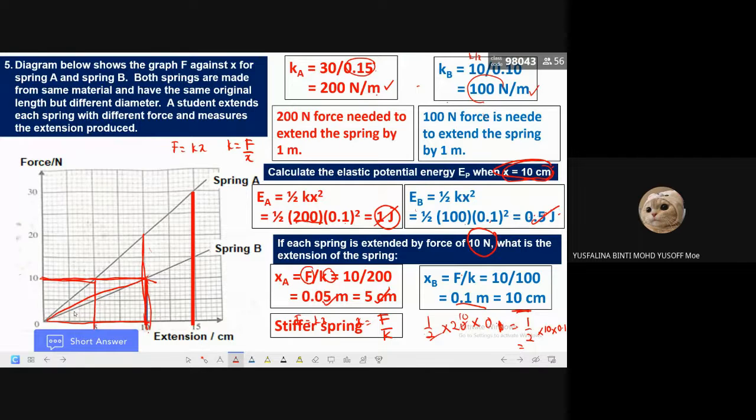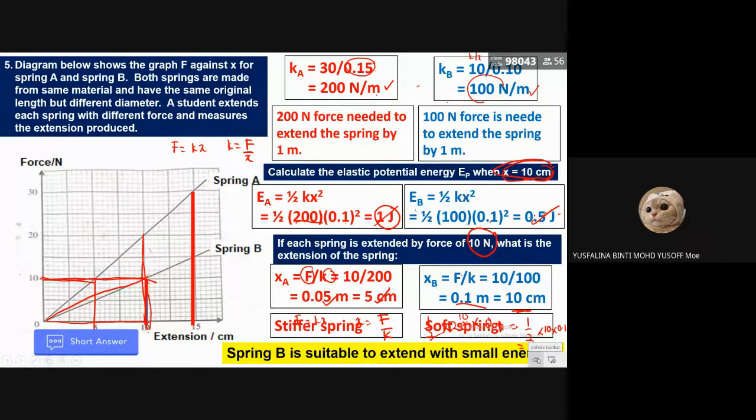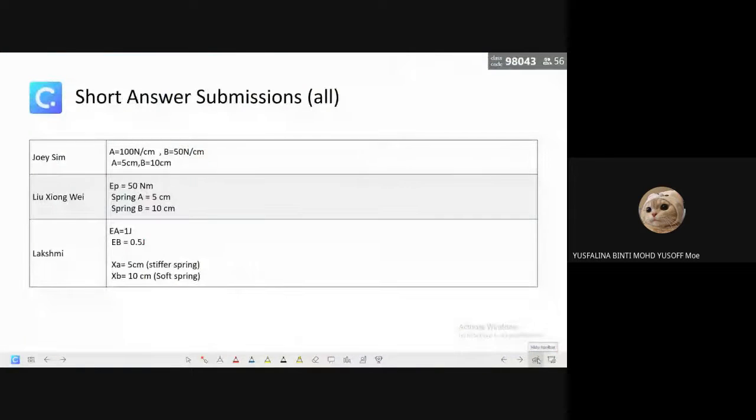So let's check your answer. Just compare. This one is the stiffer spring. You can just see from the gradient here. The spring A gradient is higher, so it means it is stiffer. So spring A is suitable to extend a small distance with small energy.